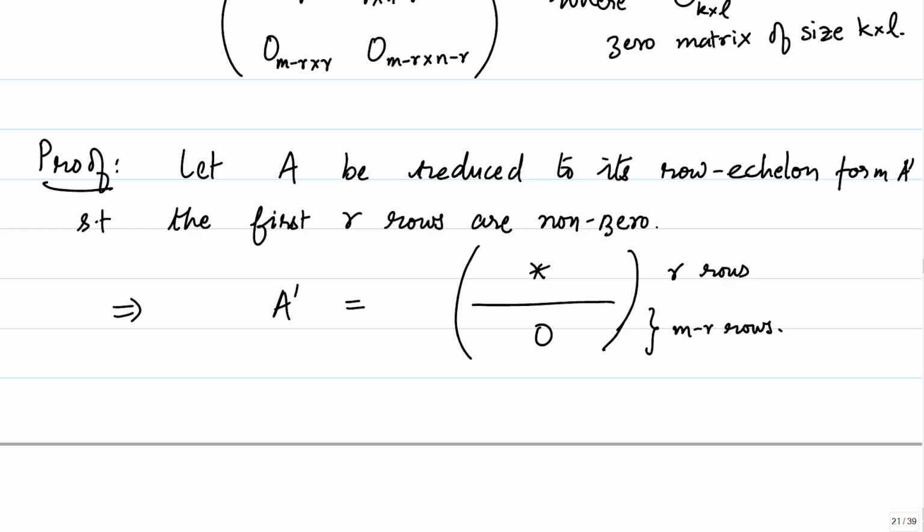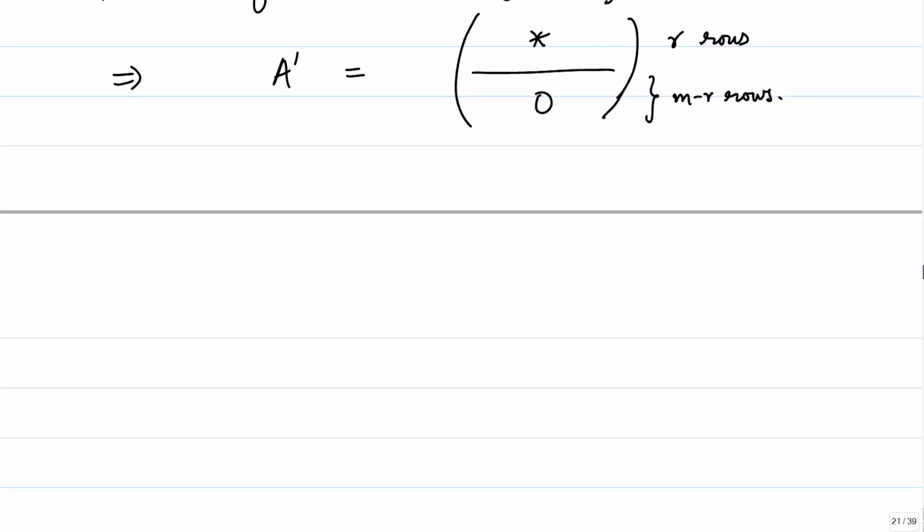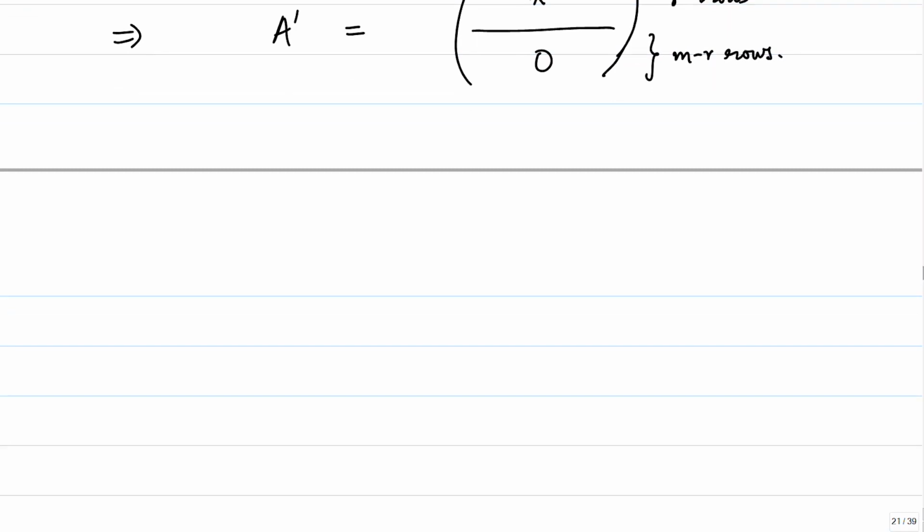Now let us work more on the matrix A prime. What do we know about the row echelon form? It has a very nice property: the first non-zero entry of each row is 1 and every entry below it is 0. So, consider row 1 of A prime.